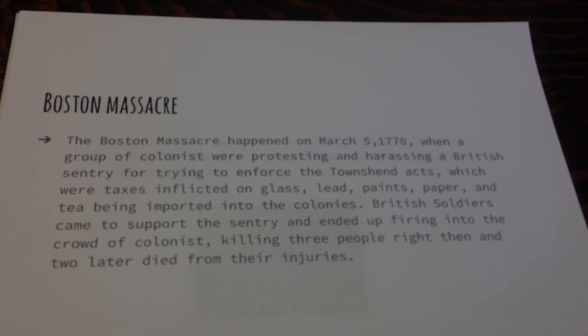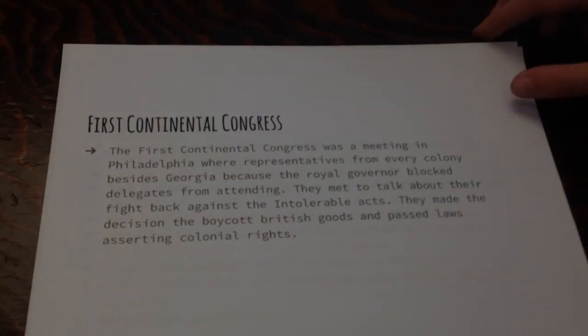First Continental Congress. The First Continental Congress was a meeting in Philadelphia where representatives from every colony besides Georgia attended, because the royal governor blocked delegates from attending. They met to talk about their fight back against the Intolerable Acts. They made the decision to boycott the British goods and pass laws asserting colonial rights.